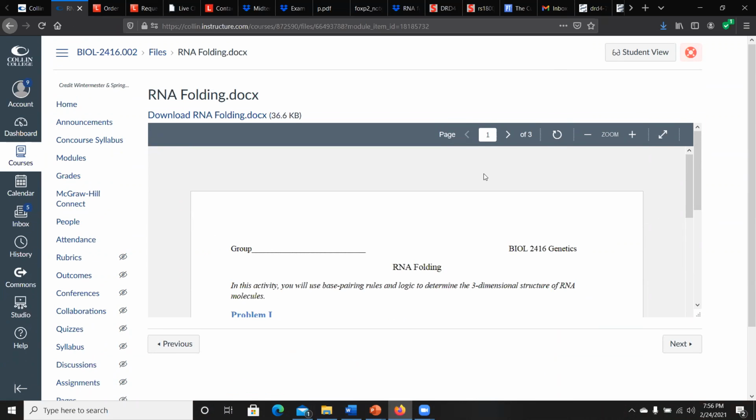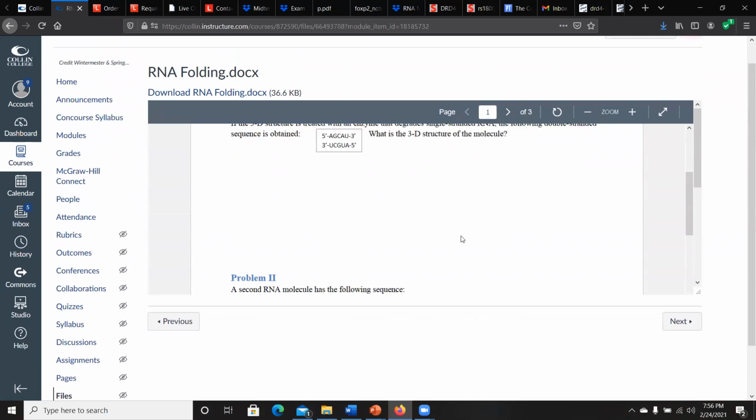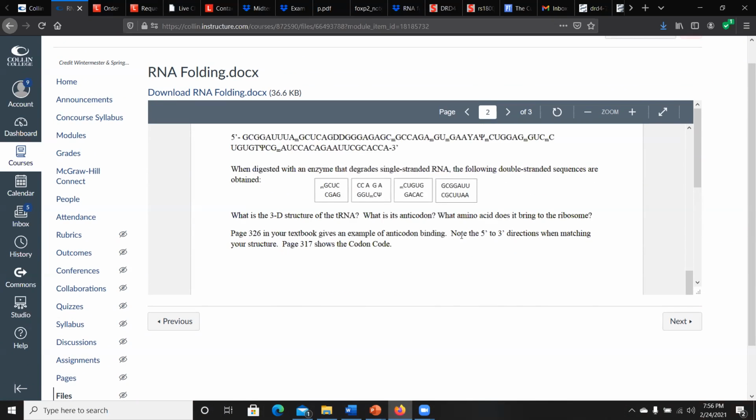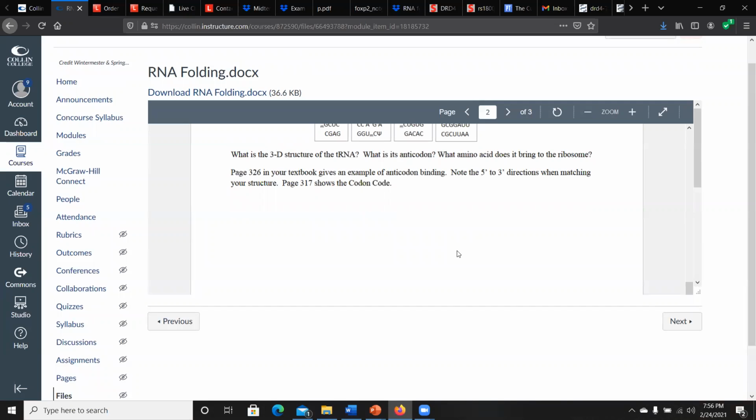So everything you need, you can see that that's not a very long worksheet, but I want you to practice them.